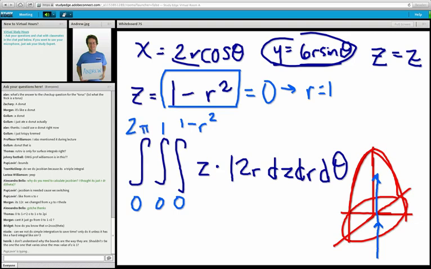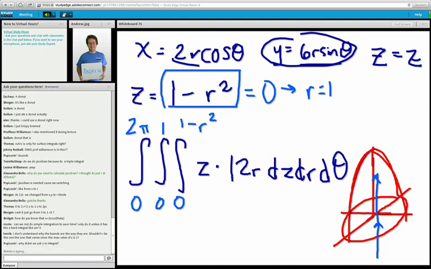That's your answer. All right, so let me answer some of the questions we have here. Morgan says, can it go from 0 to 1 minus r squared? I think you did. I guess you asked that after or before I got it up there.